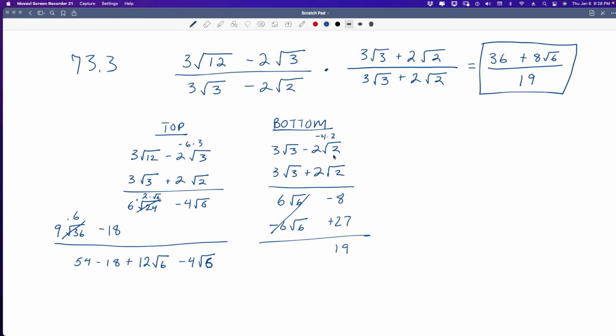Now over here, this is the bottom, and what typically happened here, we got a positive and a negative 6 times the square root of 6, so those canceled. But with this one, we had a negative 4 times 2, which is negative 8. And we had 9 times 3, which would give us 27. When those were combined, we got a positive 19 in our denominator. And that is how we got our answer.